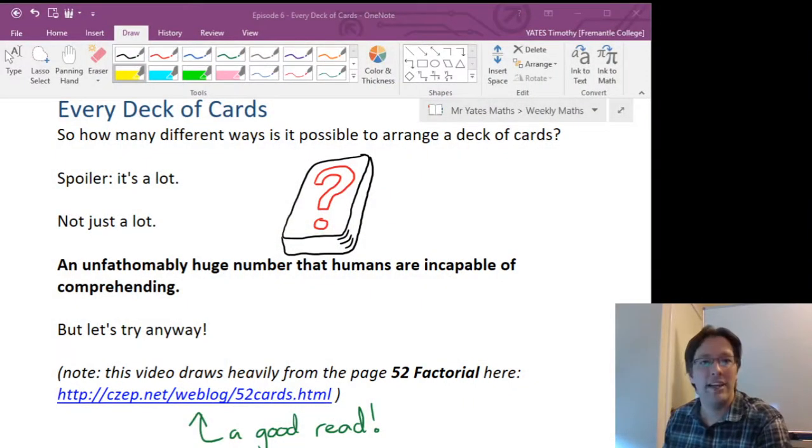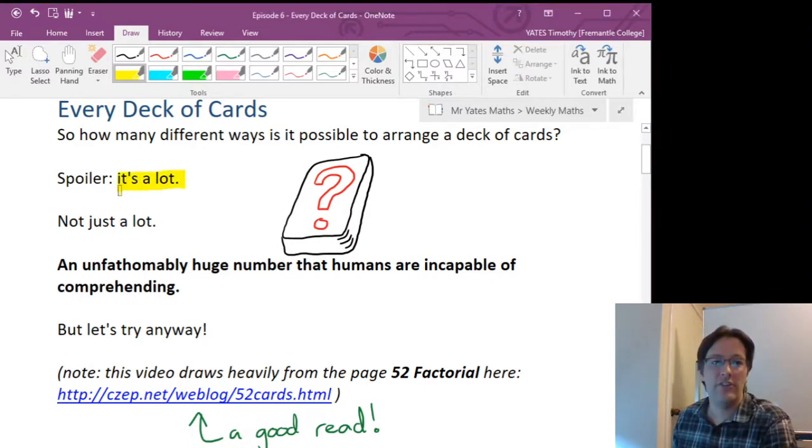Today we're going to be continuing looking at cards, and in particular we're going to be looking at every deck of cards, or the number of different ways it is possible to arrange a deck of cards. So, how many ways is it possible to arrange our deck of cards? And just as a spoiler, it's a lot.